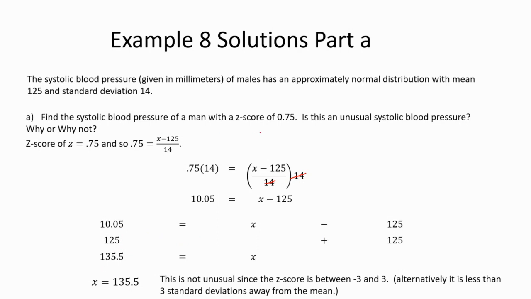Now, with the z-score alone, you can determine if this is unusual or not. This is actually not unusual, mostly because the z-score is between -3 and 3.